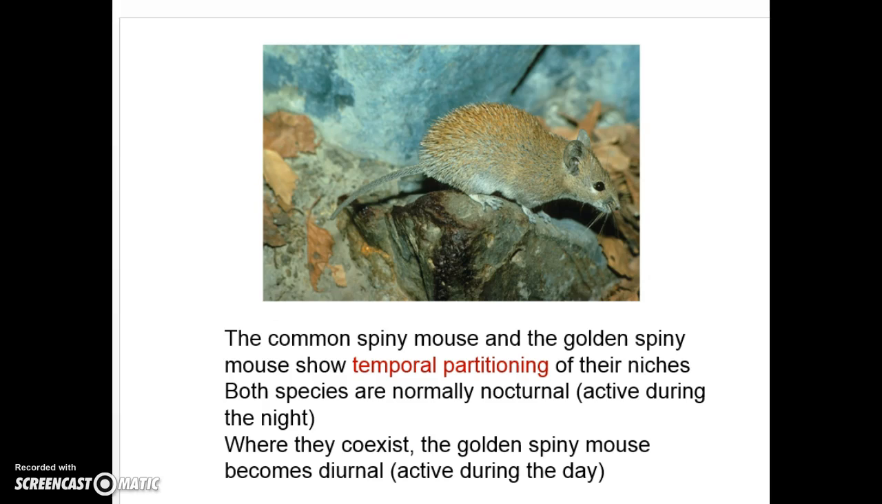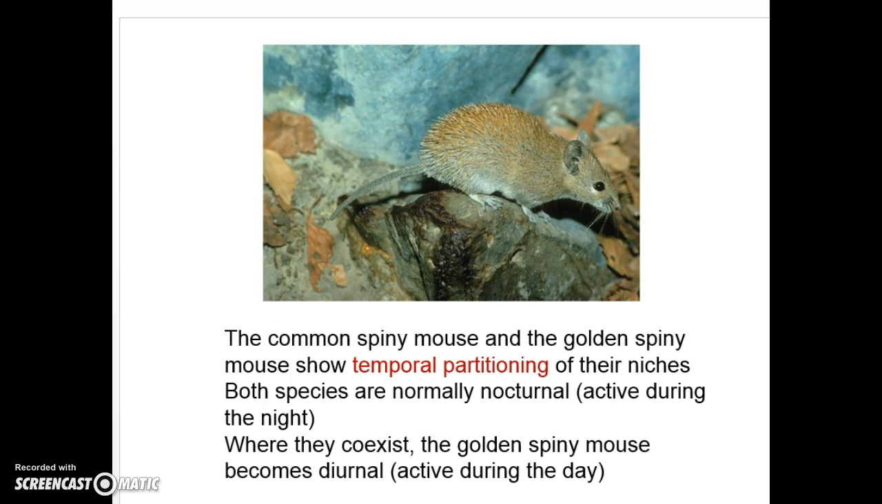This is another example of the same type of partitioning, or actually it's not the same type, but it is also resource partitioning. In this case, there are two mice that are closely related. There's a spiny mouse and a golden spiny mouse, and they share similar microhabitats and food sources. So wherever they co-occur, the spiny mouse has become active at night or nocturnal, and the golden spiny mouse has become diurnal, which means it's active during the day.